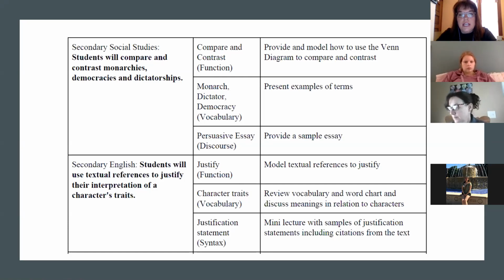This is just for secondary social studies and secondary English, but on the Canvas page, there is a section about language demands, syntax, and discourse, understanding those things. And the document there has these examples for every different edTPA handbook. So there's one for elementary, there's one for visual arts, there's one for math and science as well.